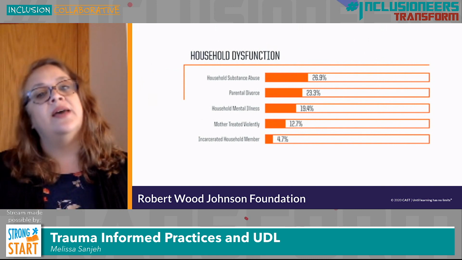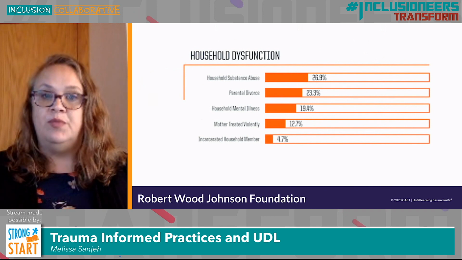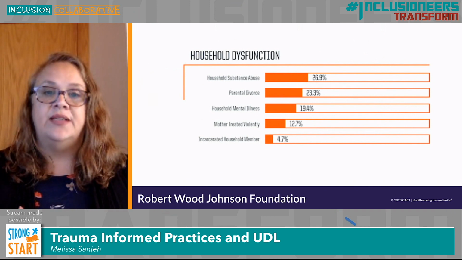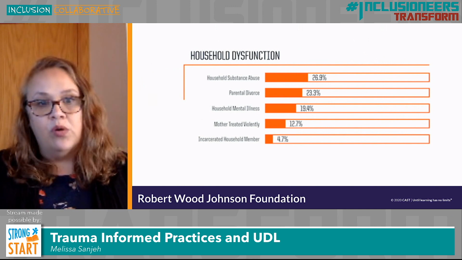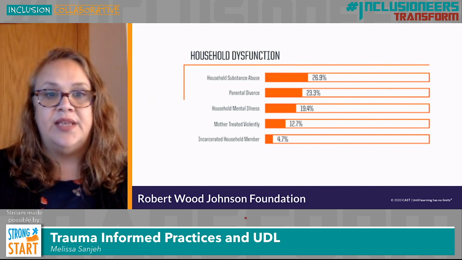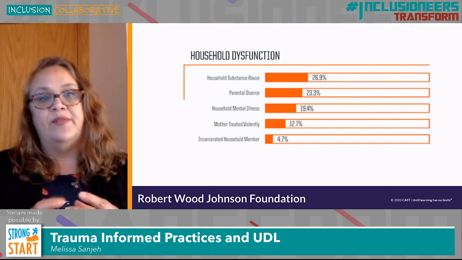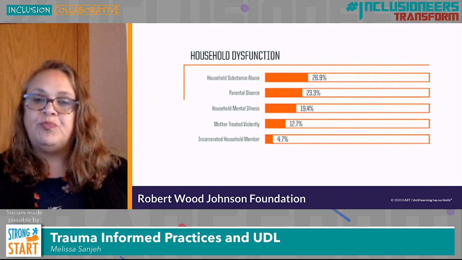About 27% reported having household substance abuse in their household. 23.3% reported parental divorce. 19.4% reported household mental illness. And 12.7% reported mother treated violently. And lastly, 4.7% reported having an incarcerated member.